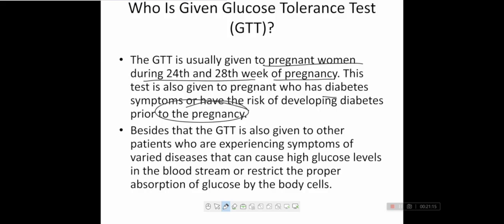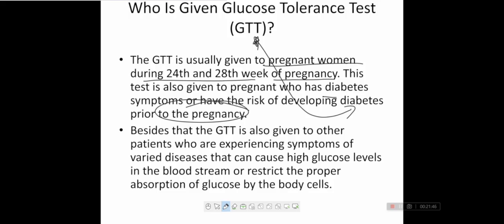These tests are performed on all pregnant women in the 24th to 28th week of pregnancy. But for a person who already has diabetes, this GTT is compulsory. Mandatory, this GTT for the diabetic person.